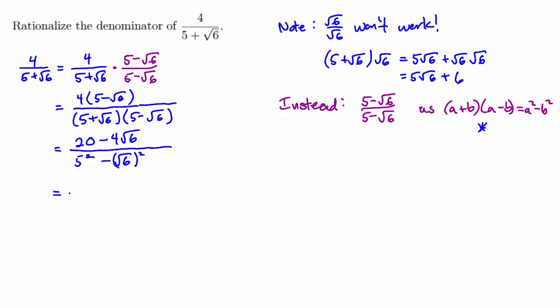Okay, and so that is going to be a rational number. So my numerator is 20 minus 4 times the square root of 6. Denominator, I have 25 minus 6. As a last step, I can turn that denominator into 19. So I have 20 minus 4 times the square root of 6 in that numerator. My denominator is 19. And that expression has a rational denominator and is fully simplified.